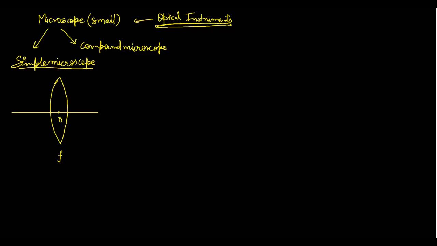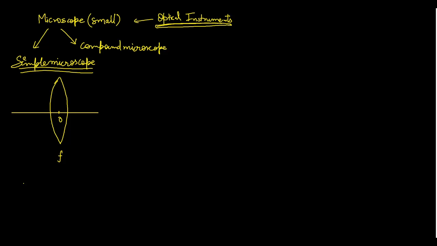See, here for the simple microscope, we are going to define magnification, but that magnification is angular magnification. Now, this angular magnification is what? That is the angle subtended by the image at the eye and the angle subtended by the object at the eye, when the object and image both are at the least distance of clear vision.